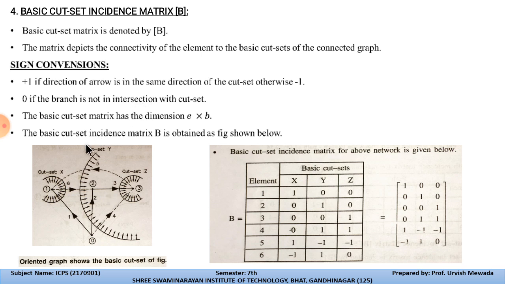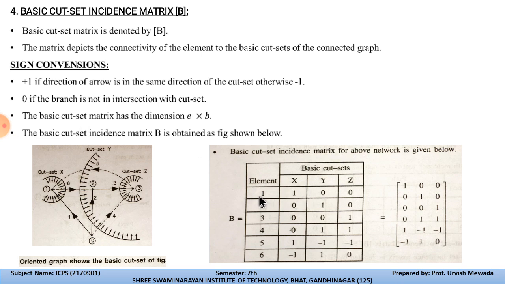So the basic cut set matrix has the dimension E cross B. E is the number of elements, which is 6, and B is the number of basic cut sets. Here we cut this oriented graph in 3 parts, that's why x, y, z are the basic cut sets. So the matrix formed with the help of this oriented graph will be 6 by 3. Now let's see how we can form this.